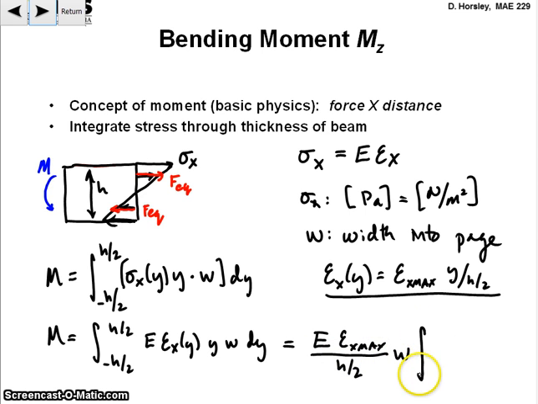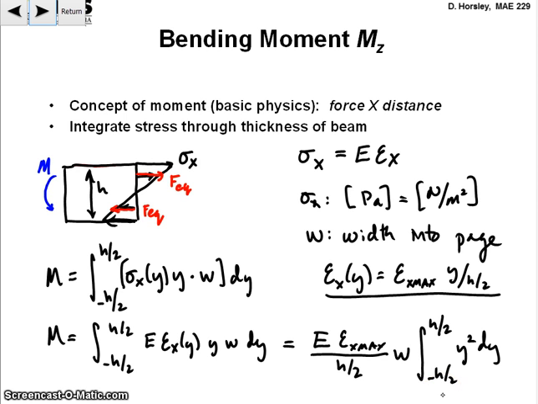Then we get the integral from minus h over 2 to plus h over 2. From this factor I got a y, and I already had a y, so I get y squared dy. All I did was substitute this expression for the strain into this integral for the moment, and this is what I end up with. So this is the final equation that I have.